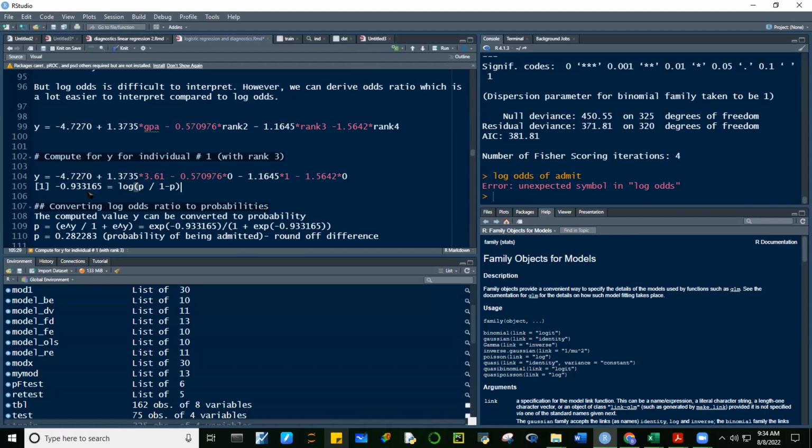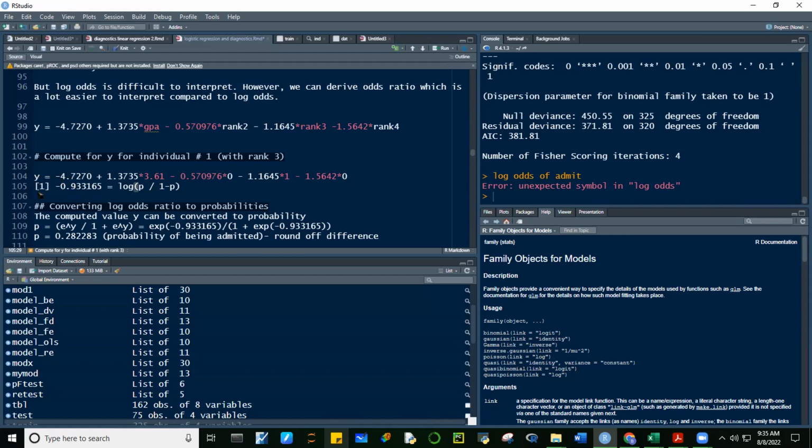Okay? Pause muna ako guys. Clear ba yung concept na yun? What we want to know is what's the probability that observation number 1 will be accepted? Okay? Do we have that? No. Anong meron natin? What's the log odds ratio that number 1 will be admitted? Yun, negative 0.933. Ito yun. Di ba?